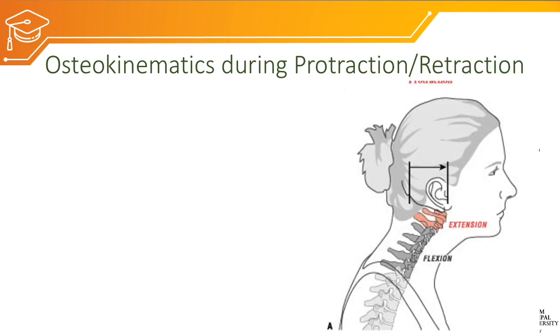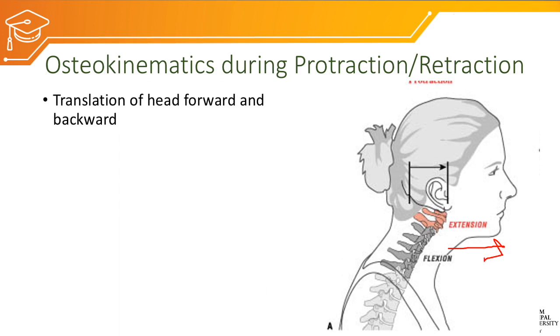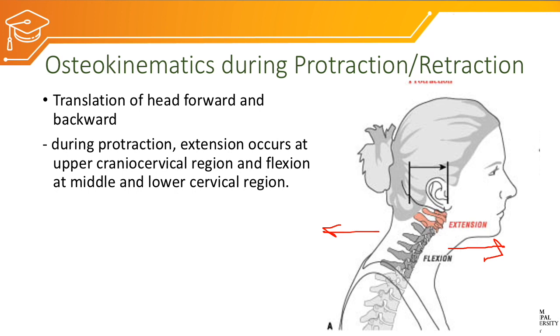Next, moving on to osteokinematics during protraction and retraction. You can see here for protraction, the translation of the head forward is called protraction and the translation of the head backward is called retraction. This picture shows us the protraction. So during protraction, there is extension that occurs at the upper cervical region and there is flexion that occurs at the middle and lower cervical region.